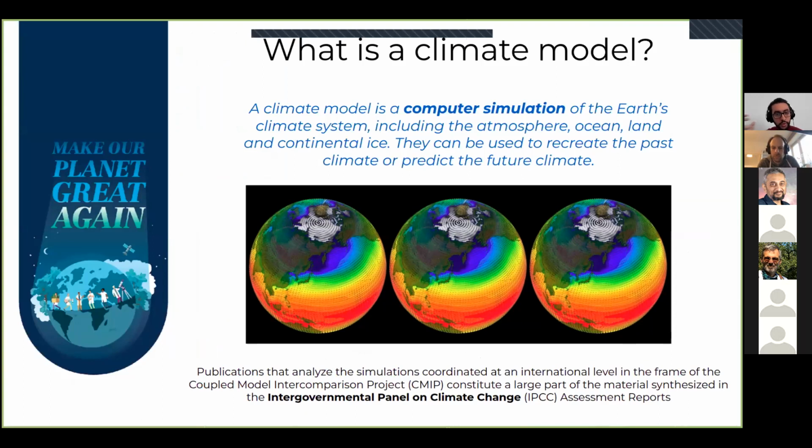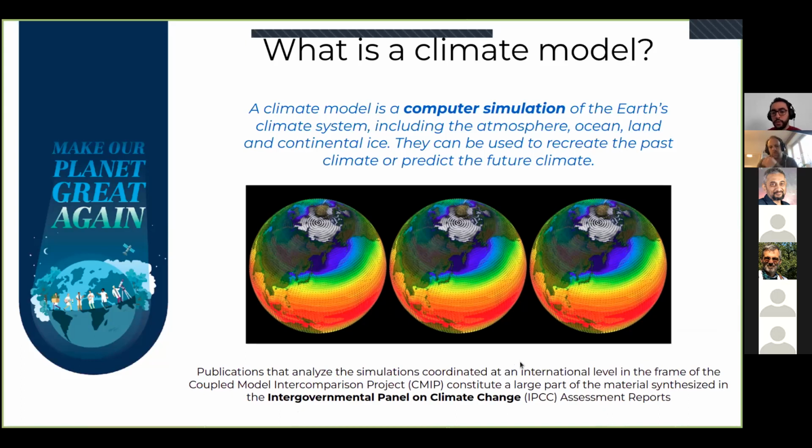We are trying to simulate the climate system of planet Earth, including of course the atmosphere, several components, the ocean, the land, continental ice. And the goal is what? The goal is to use this computer simulation to try to recreate the past climate and also predict the future climate.